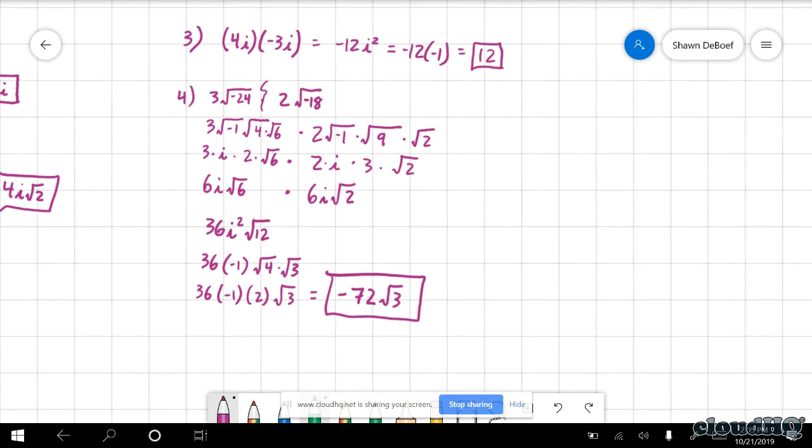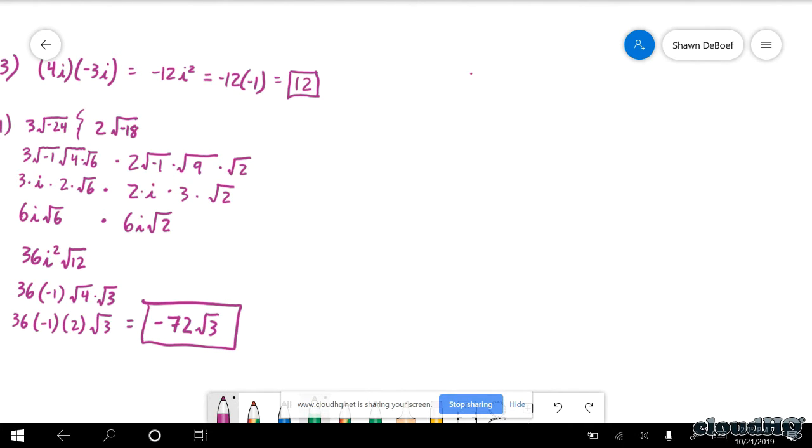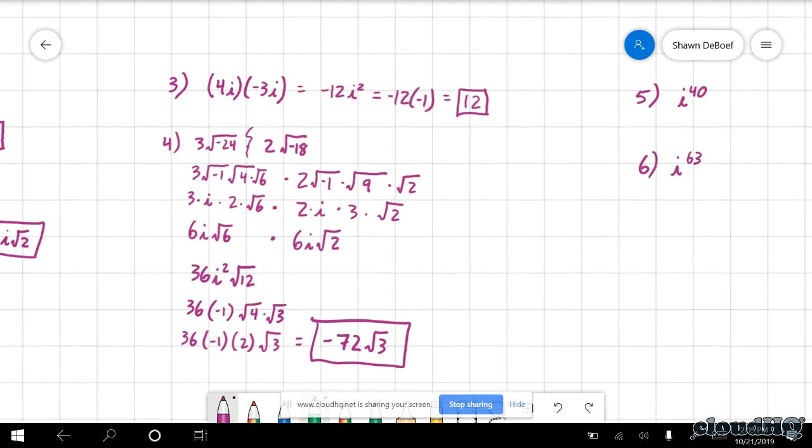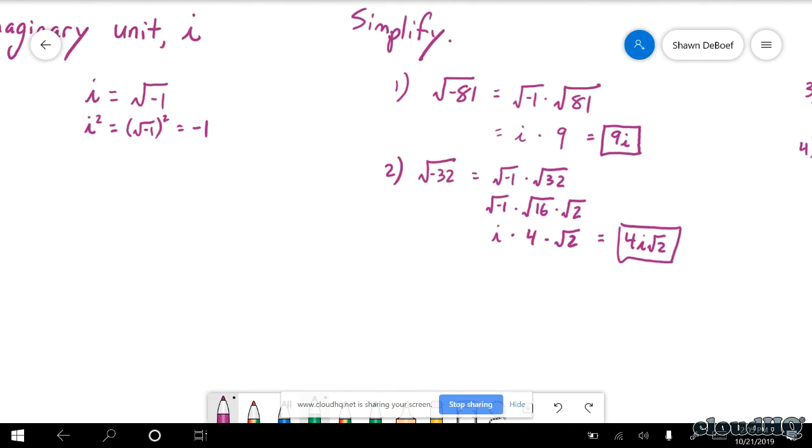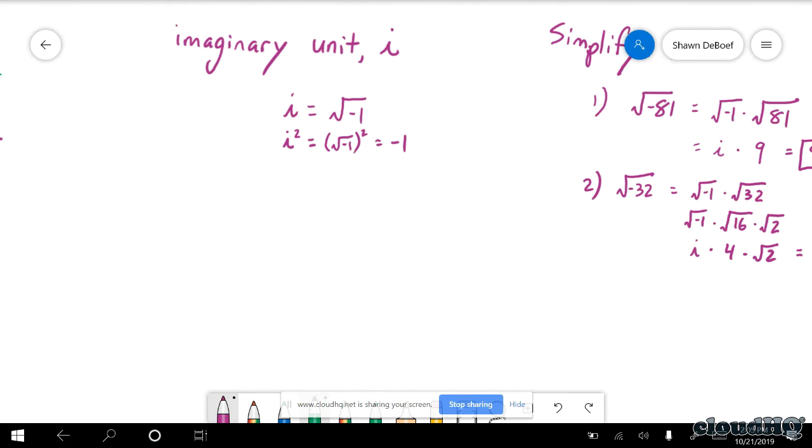Next, let's look at i to the power of 40. And we'll look at i to the power of 63. I want to solve each of those. But let's think a moment. I'm going to scroll back. I said we'd come and add to the list we had over here. So I want to do that. Let's continue this list.